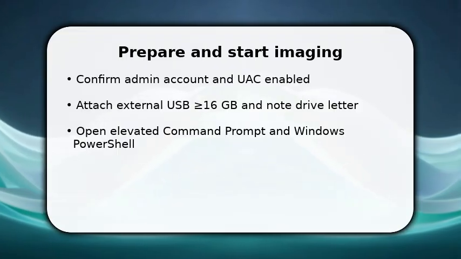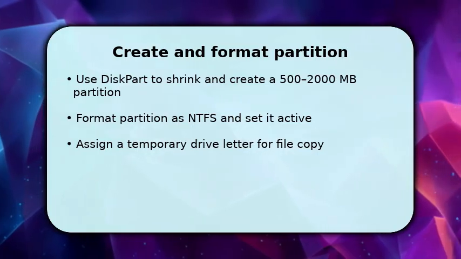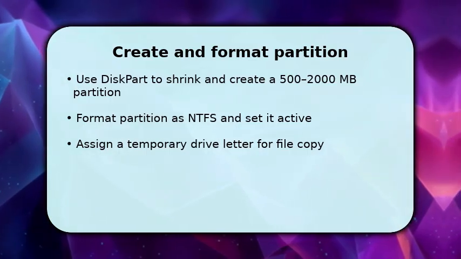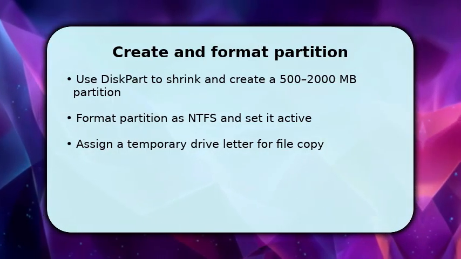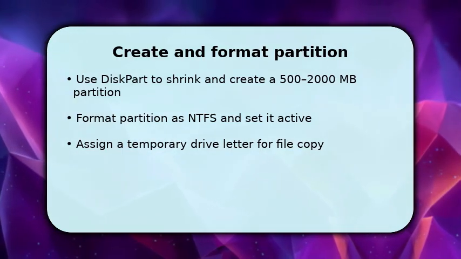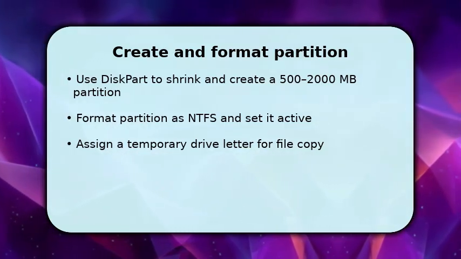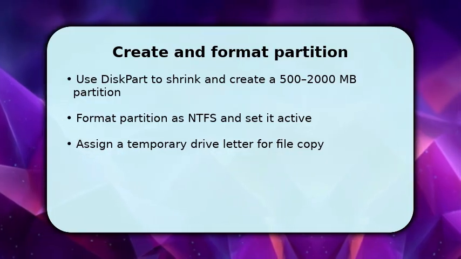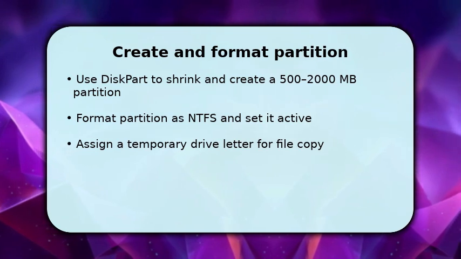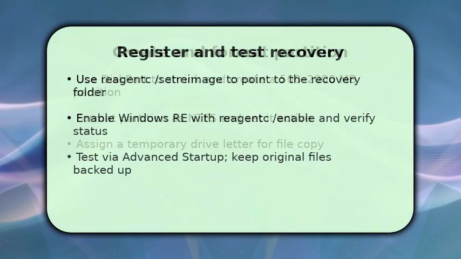Next, you create the actual recovery partition. Open DiskPart and select the system disk, then shrink the main volume to free 500 to 2000 MB, depending on image size. Create a primary partition, format it NTFS, and mark it active so the boot files can live there. Make sure to assign a temporary drive letter so you can copy files. Once formatted, copy the boot files and your captured WIM into a folder named Recovery or Windows RE on that partition. Finish by registering the new recovery image and validating it.